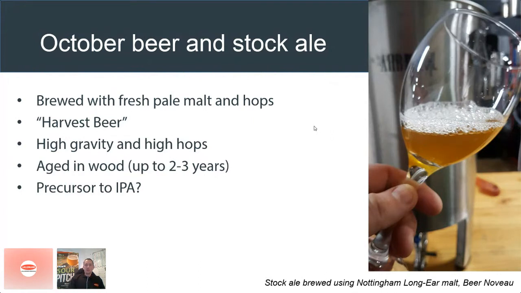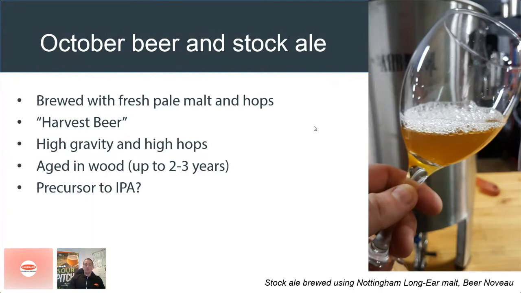These strong, highly flavored October beers would have been stored and aged in wood for anywhere between 2 and 3 years. So clearly aging and conditioning was key to the production of these stronger, highly hopped beers. And the question I've just put on the slide there is, could these October beers and stronger stock ales be considered the precursor to IPA?